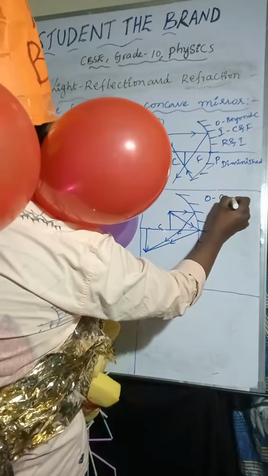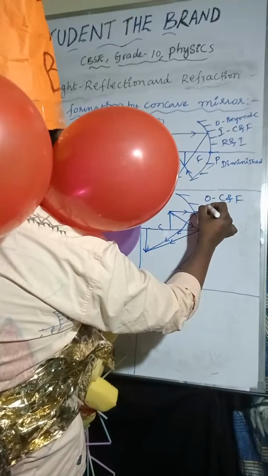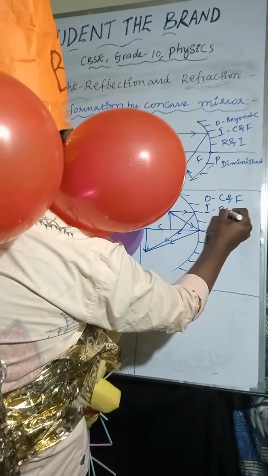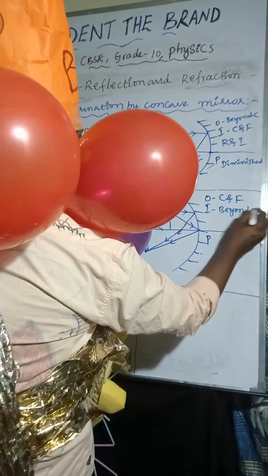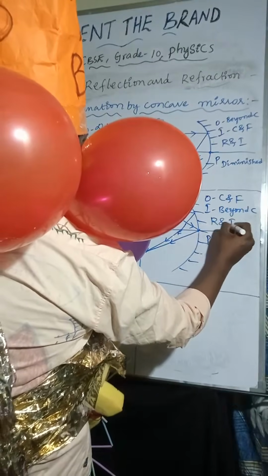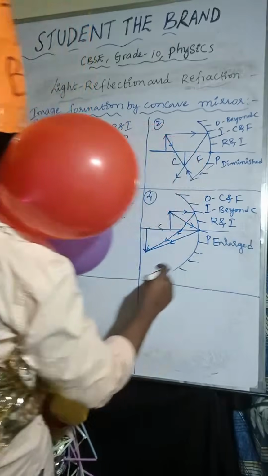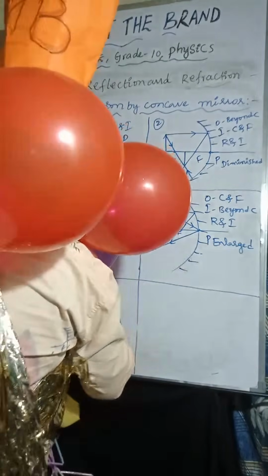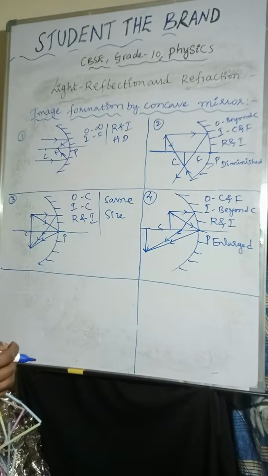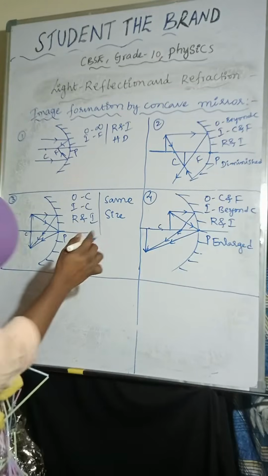Object is placed between C and F. So image is forming beyond C. Nature of the image is real and inverted, and size of the image is enlarged. So compared to object, image size is increased. Okay, so next one, fifth one.